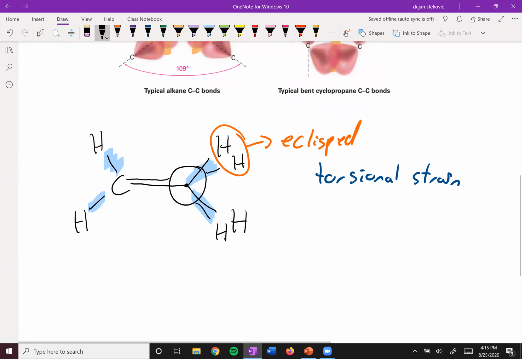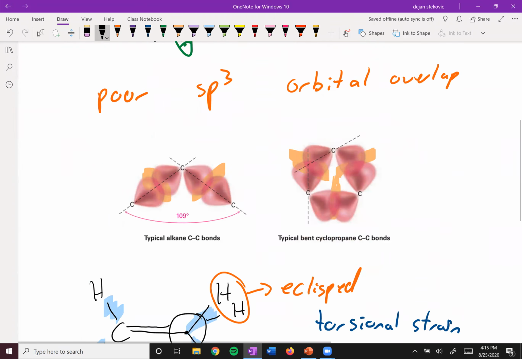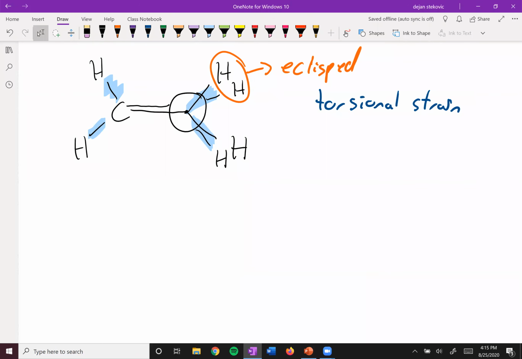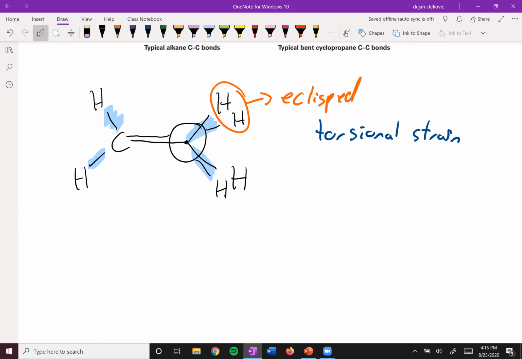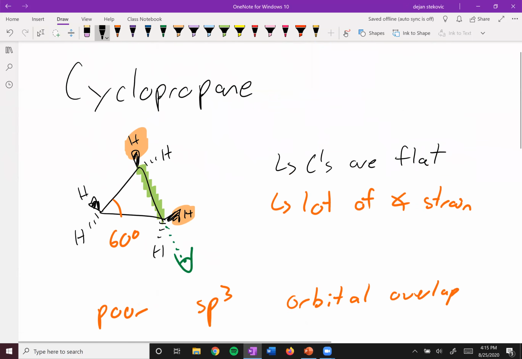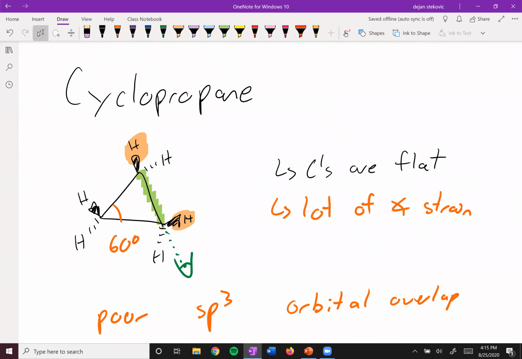And so because of all of this strain, it makes this a higher energy molecule, and it makes these bonds easier to break. So it's easier to break open this ring. And so we can see that this very simple cyclopropane has a whole lot of strain.